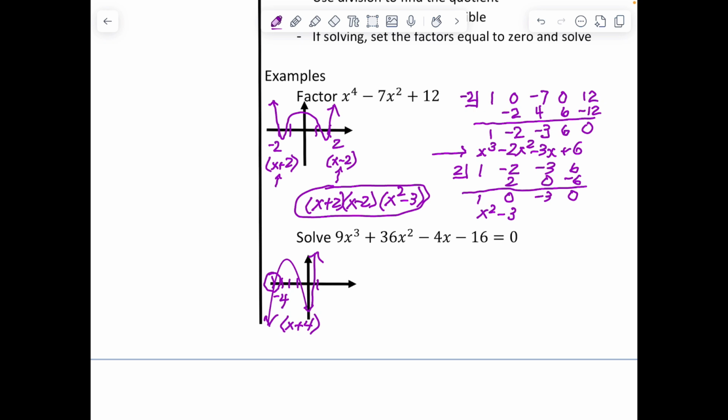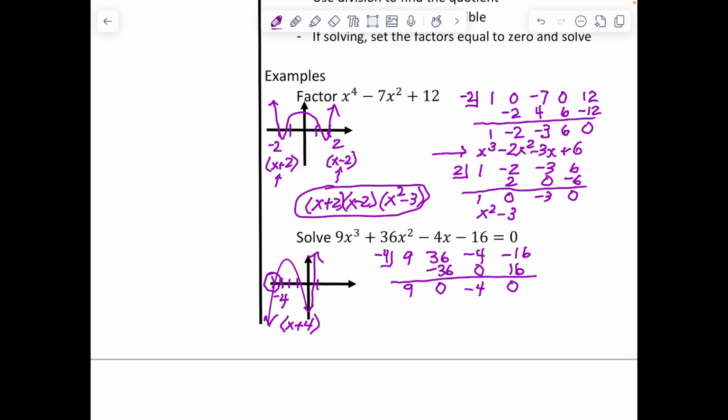Using synthetic division, I'm going to put -4 in the box. I'm going to put my coefficients 9, 36, -4, and -16. Leave a line, draw a line, bring the 9 all the way underneath. -4 times 9 is -36. Add those, I get 0. -4 times 0 is 0. Add straight down, you get -4. -4 times -4 is positive 16. Add and you get 0.